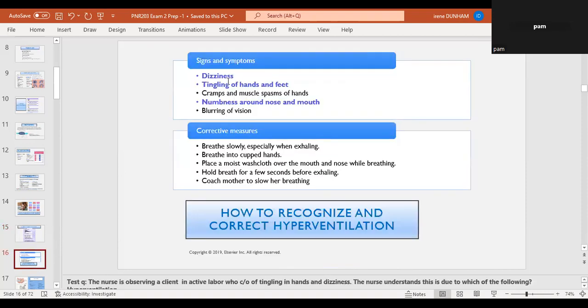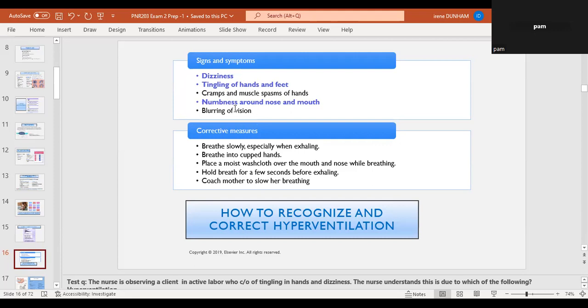All right. So, how to recognize and correct hyperventilation. I think I already did this, but I'm just going to go over it again. It's just signs and symptoms of hyperventilation: dizziness, tingling of hands and feet, cramps and muscle spasms of your hands. Okay. And I told you numbness around the nose and mouth, and you might see this again, so it's just good to go over it once again. So dizziness, tingling of the hands and feet, and then numbness around the nose and mouth. Now, sometimes it gets really bad. You can have blurring of vision.